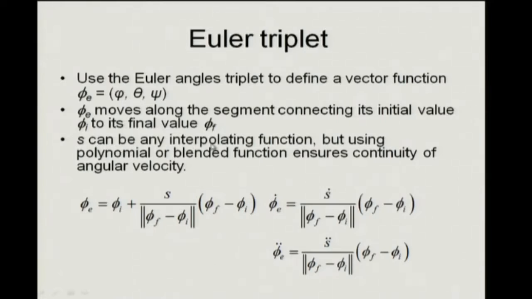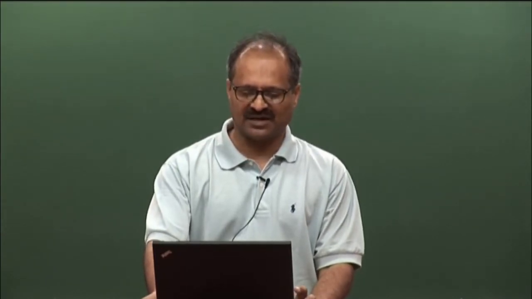So, what you can then do is pick any interpolating function, but if you use a polynomial blended function, then you get continuity. So, you simply write it in this form, phi I plus s upon the final minus phi I divided by this. So, you can define phi dot as this and then phi double dot as this. So, you can define velocities, accelerations. You had a path in space and you are simply parameterizing that path using s. You know the method to do that using the path length. It is a virtual path length again, which does not physically correspond to a tape measure, but that does not matter.